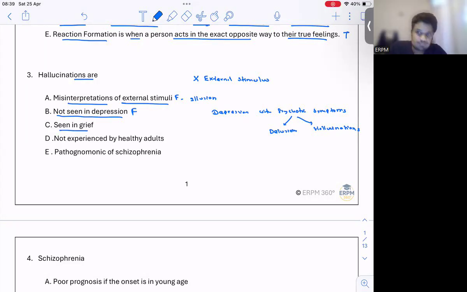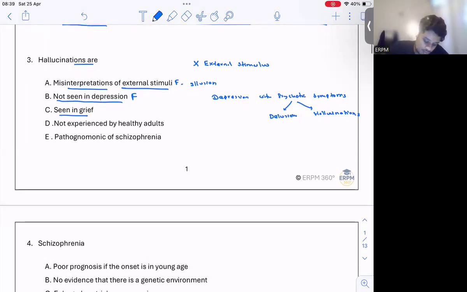Seen in grief. That's true. We discussed this under grief as well. In the early part of your grief cycle, you can get these transient hallucinations. Sometimes you can see the dead person as a hallucination. But here, since the patient's insight is preserved, we don't call it pathological. It's just a transient hallucination, part of the normal grief cycle. So that is true.